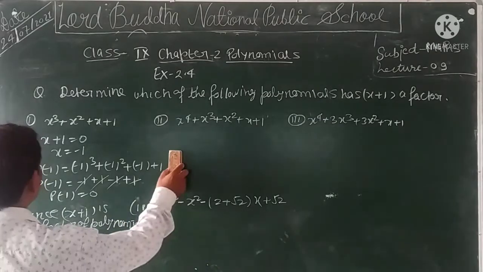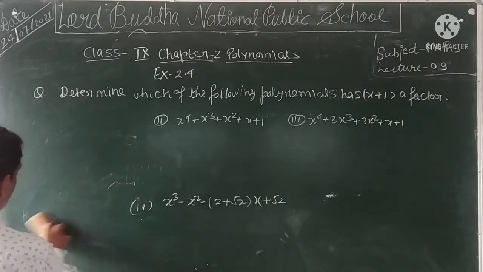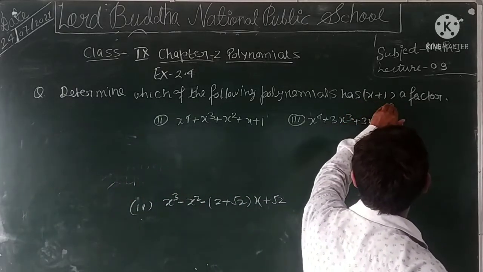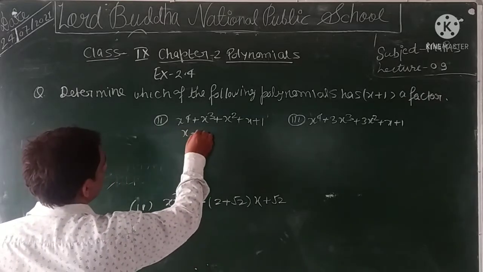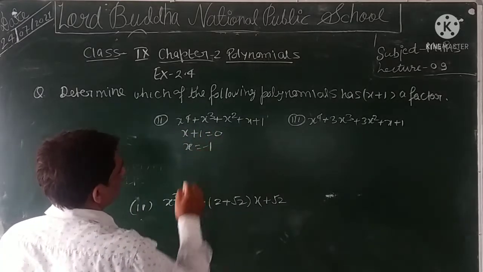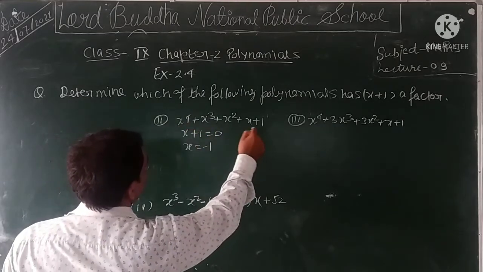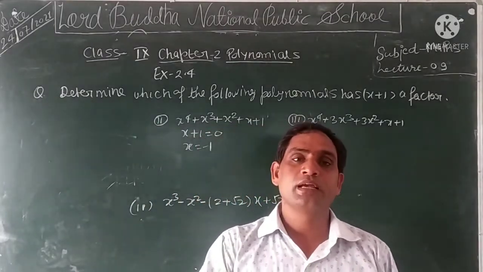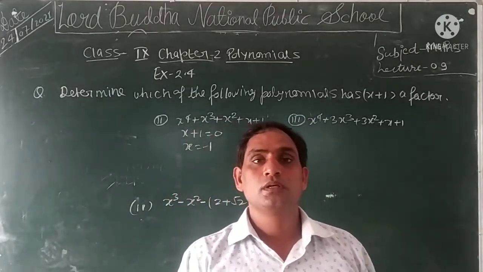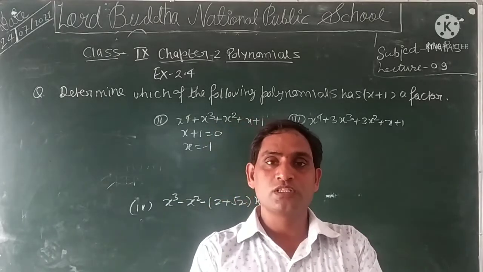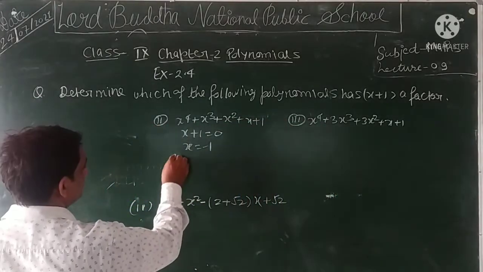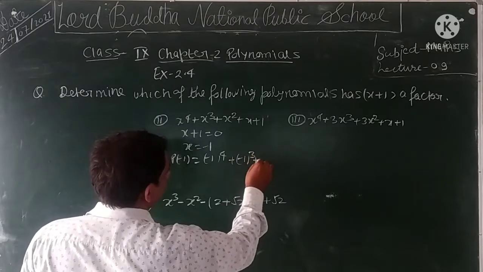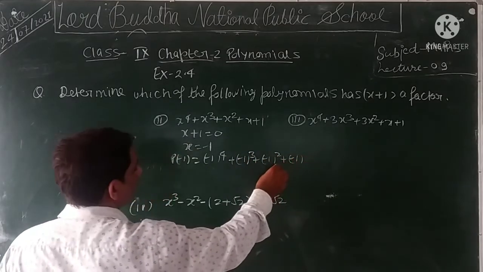Now this is the next one. We apply the same process. First of all, we equate this with 0: x plus 1 equal to 0, x equal to minus 1. Now we put minus 1 in place of x, and if the value of p of minus 1 is 0, then it is confirmed that it is a factor of the given polynomial. If the value of p of minus 1 is not 0, then x plus 1 is not a factor of this polynomial. Now check. p of minus 1 equals minus 1 power 4 plus minus 1 power 3 plus minus 1 power 2 plus minus 1 plus 1.